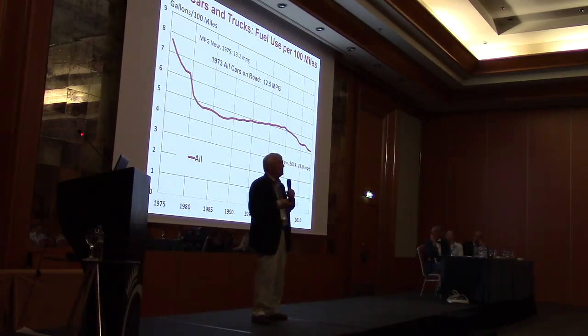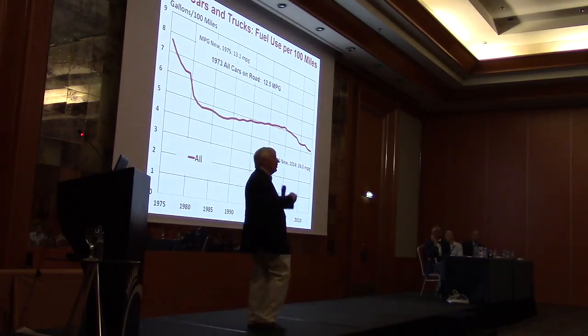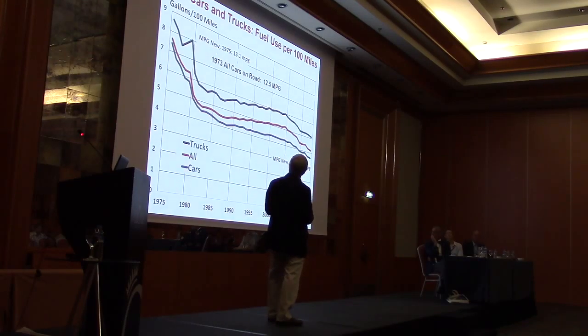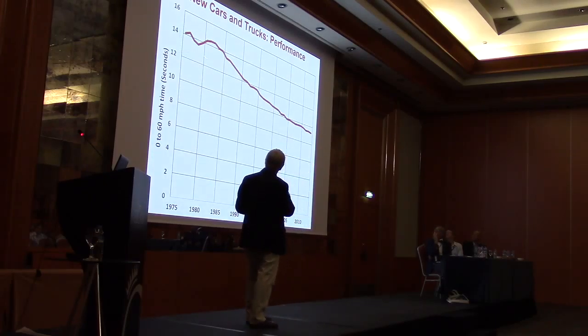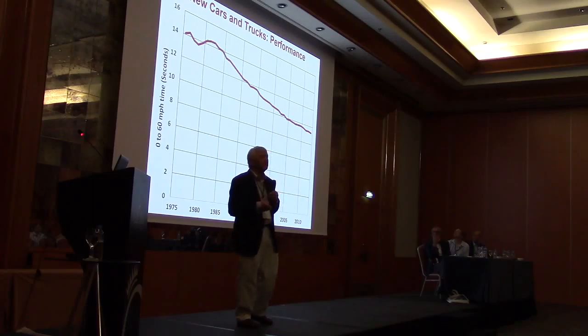When that happened, the auto industry said the cars will be wimpy. They won't accelerate. You'll have accidents going onto the freeway. You may look at what happened from 1975 to 1985. The average 0 to 60 times, did it change? It's been going down ever since, so they didn't get wimpy.